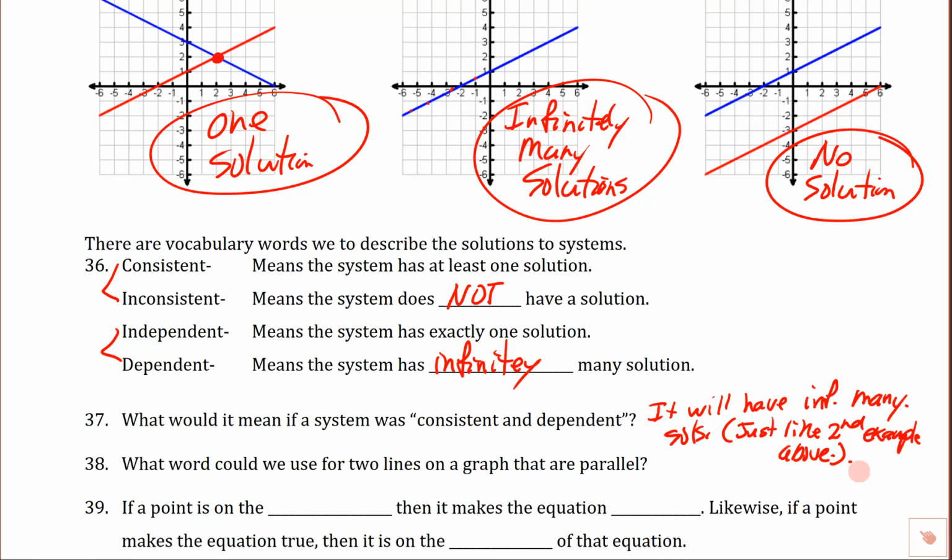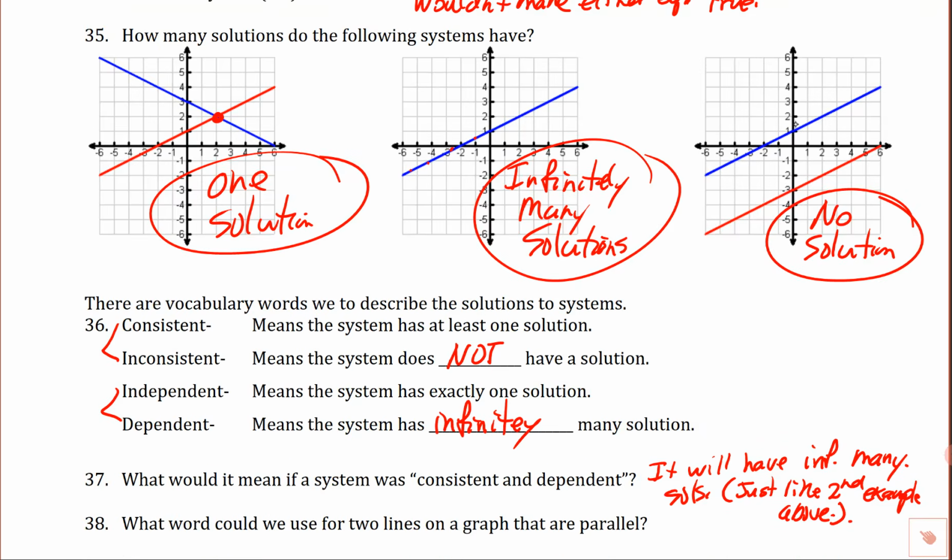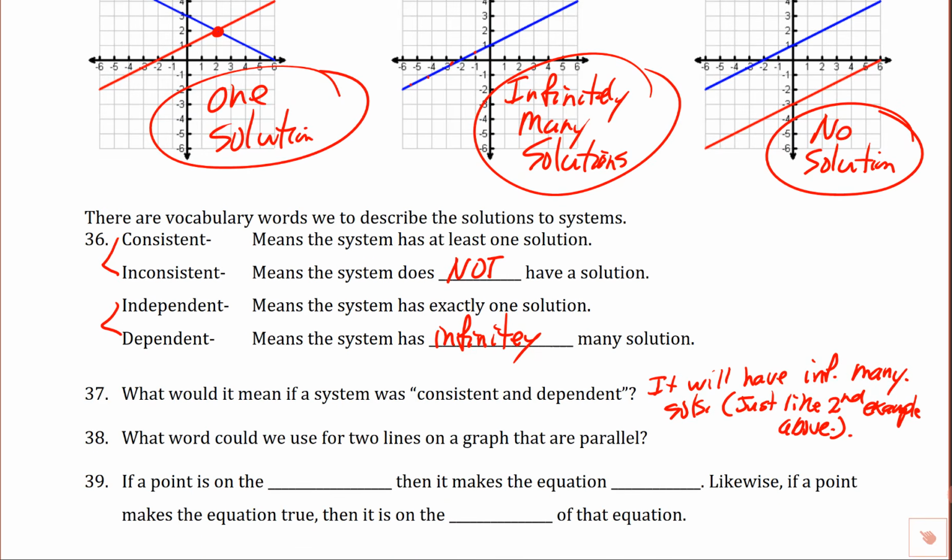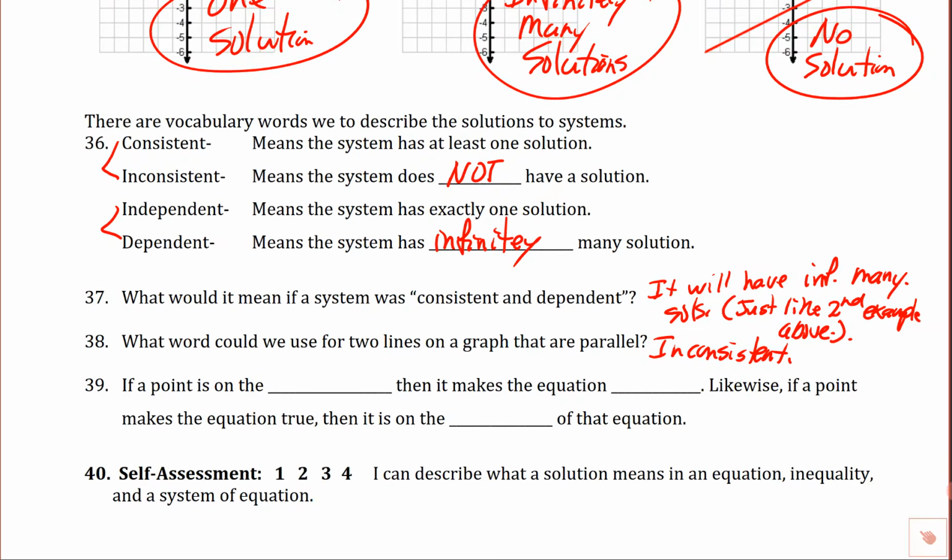Okay, what word could be used for two lines that are parallel? So parallel would be these guys right here. So in this third example there, they're parallel. There's no solution. So what was the word for a system that has no solution? Well, that would be inconsistent. Inconsistent. All right.